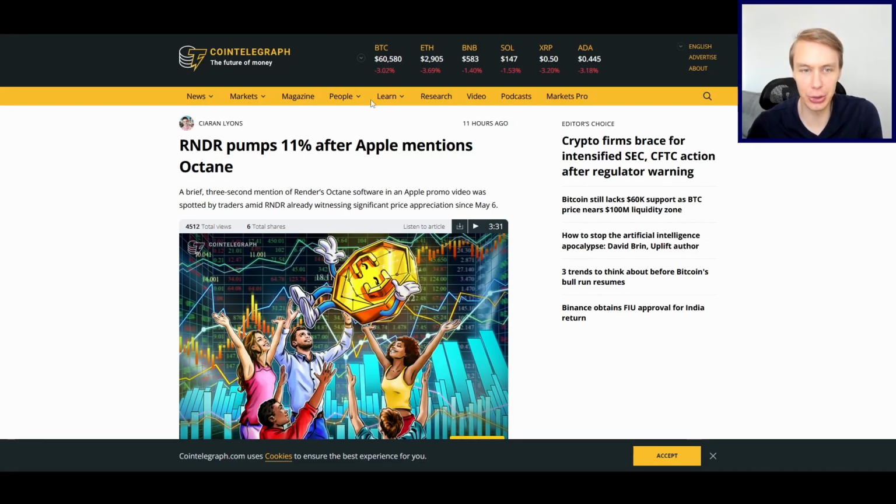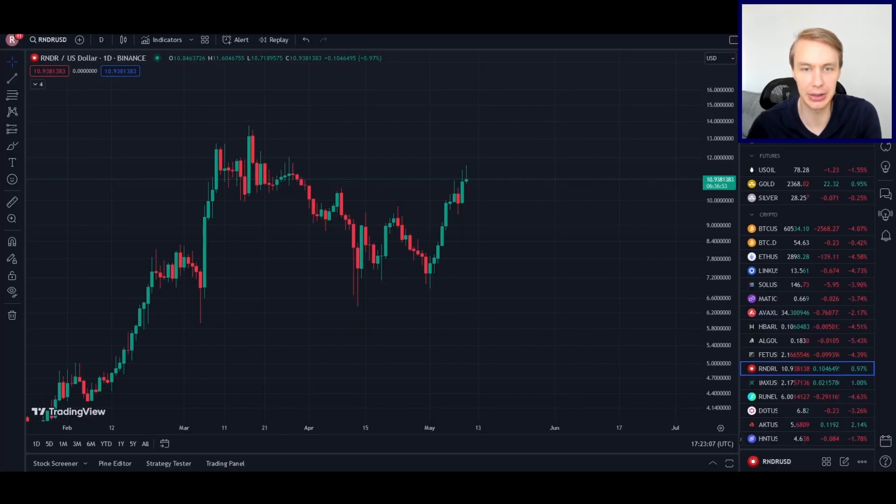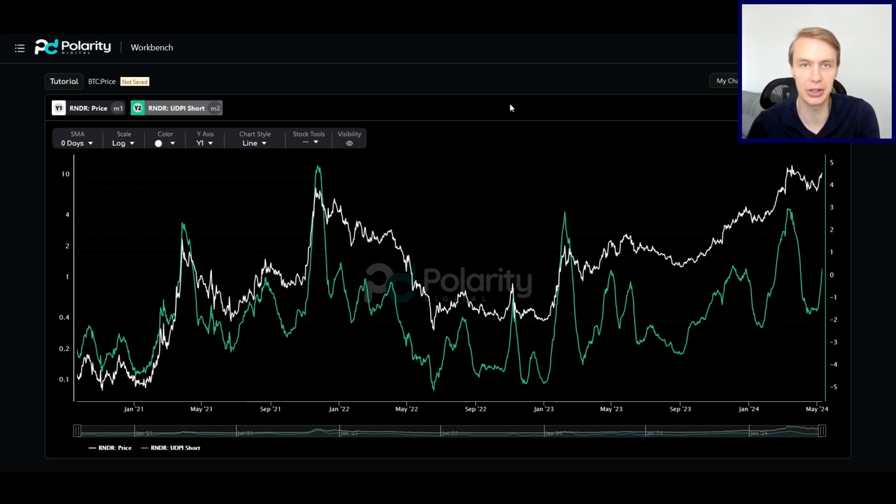Now, part of this in the short term is probably that there was some news that was bullish for Render, or RNDR, the native token. That was that Apple had a promotional video where they briefly mentioned a program that runs on the Render network. So that probably is at least a short-term catalyst to the upside. But even beyond that, we're seeing some nice price action. So what I want to talk about in this video is what some of our models here at the channel are seeing about Render and where they think RNDR might be heading next.